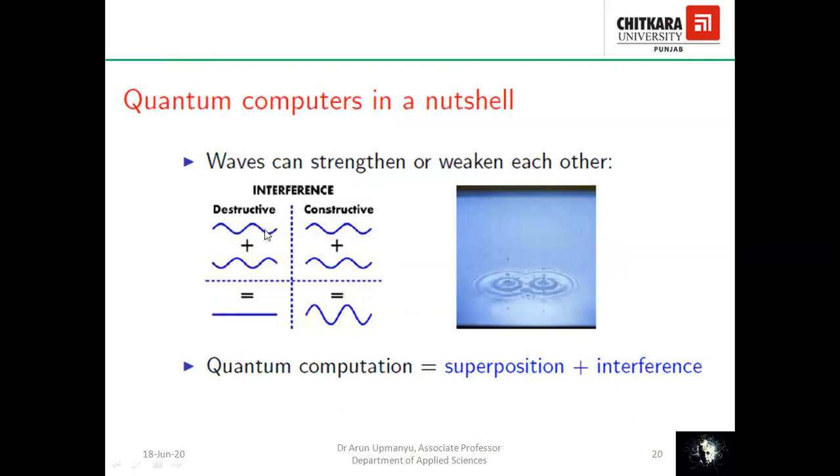Here I'll try to express that in destructive interference, you get nothing, 0. In constructive interference, these two signals are superimposed and you get a double amplitude. So in this way, by superposition and interference, you can get a quantum computer. This is a nutshell about quantum computers.